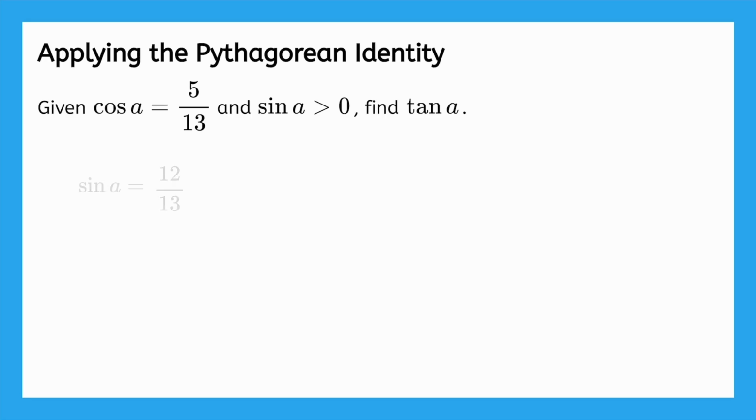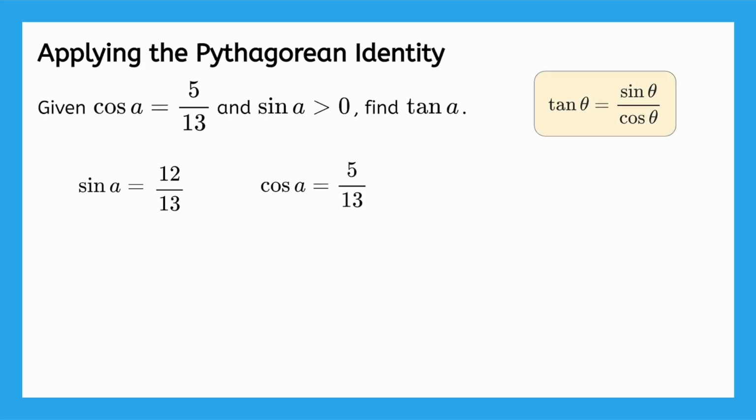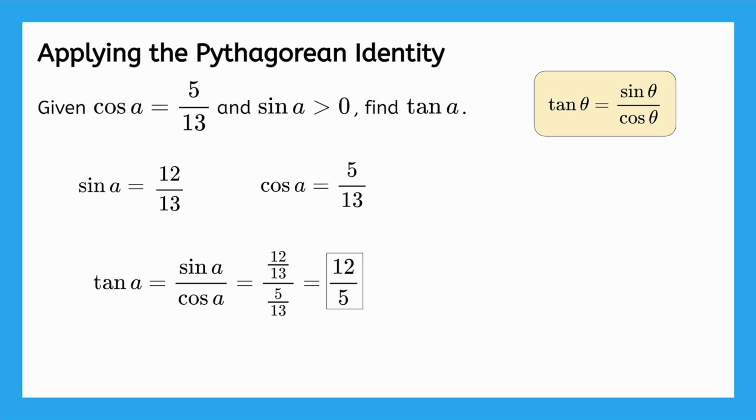Now that we know sine of A is 12 over 13, we can use the given information about the cosine of A to find the tangent of A. After substituting in the values of sine and cosine of A and simplifying, we can find that tangent of A is equal to 12 over 5.